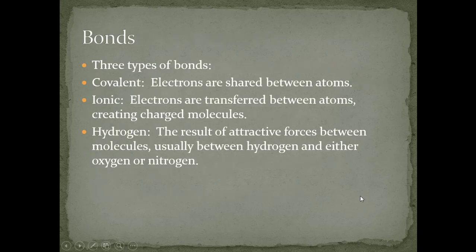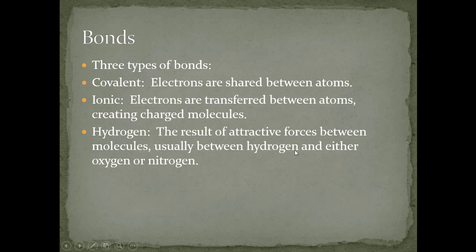So there are 3 types of bonds that are important for chemistry. We have covalent bonds, where the electrons are shared between atoms. It's not shown here, but you'll see a picture eventually of 2 atoms next to one another, and they share an electron between the 2 of them in the orbital.